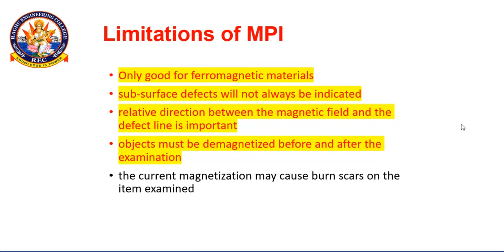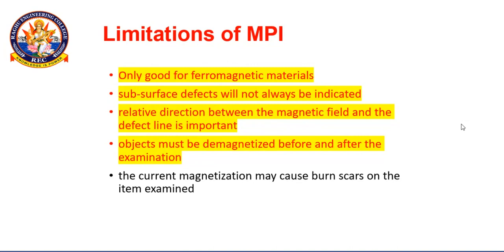One of the important things is that the relative direction between the magnetic field and the defect lines is important. So we have to test in different orientations: parallel, perpendicular, and some inclination. Different angles we can also test, to find out the different defects available in the material. So direction is very, very important. The object must be demagnetized before and after the examination.